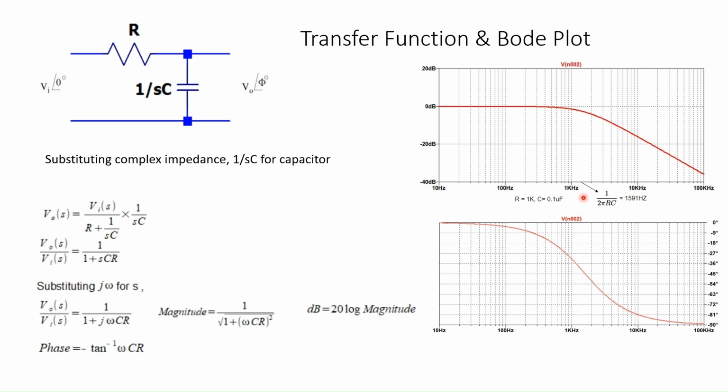So here the corner frequency is 1500 Hz, and for frequencies much less than corner frequency, the magnitude is 0 dB here. If omega is more than 1 over RC, then this term will be much higher than 1, so we can neglect 1, and the magnitude becomes 1 over omega RC. Omega is in the denominator, so as the frequency increases, the magnitude will fall, and you can see that the magnitude is falling as the frequency increases.